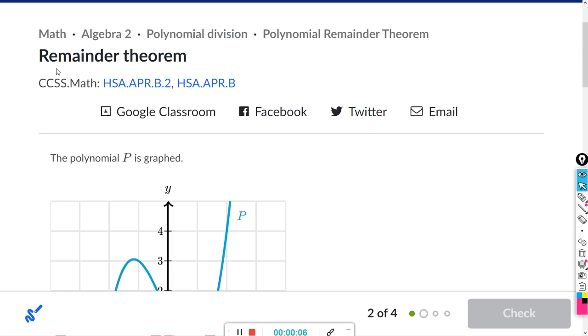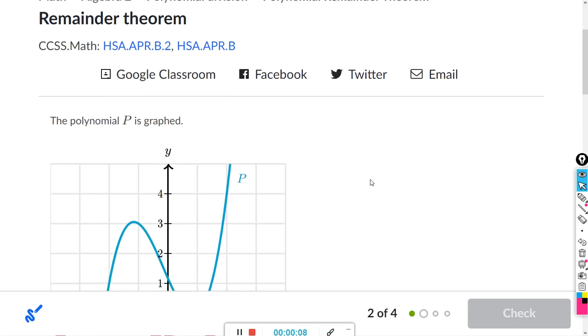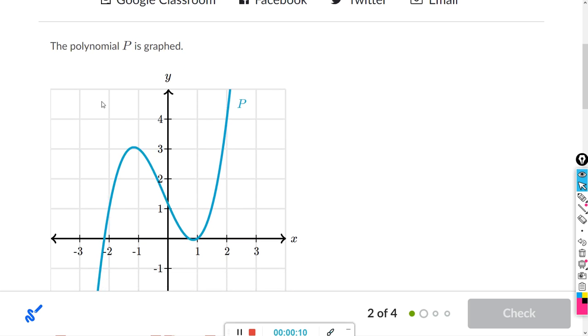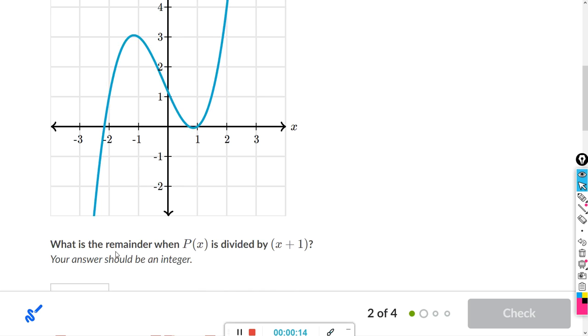This will be for the assignment on the remainder theorem. Okay, so they graph the polynomial here, and they want to know the remainder when the polynomial p of x is divided by x plus 1. When we are dividing by x plus 1, you want to change the sign on that and make it -1.